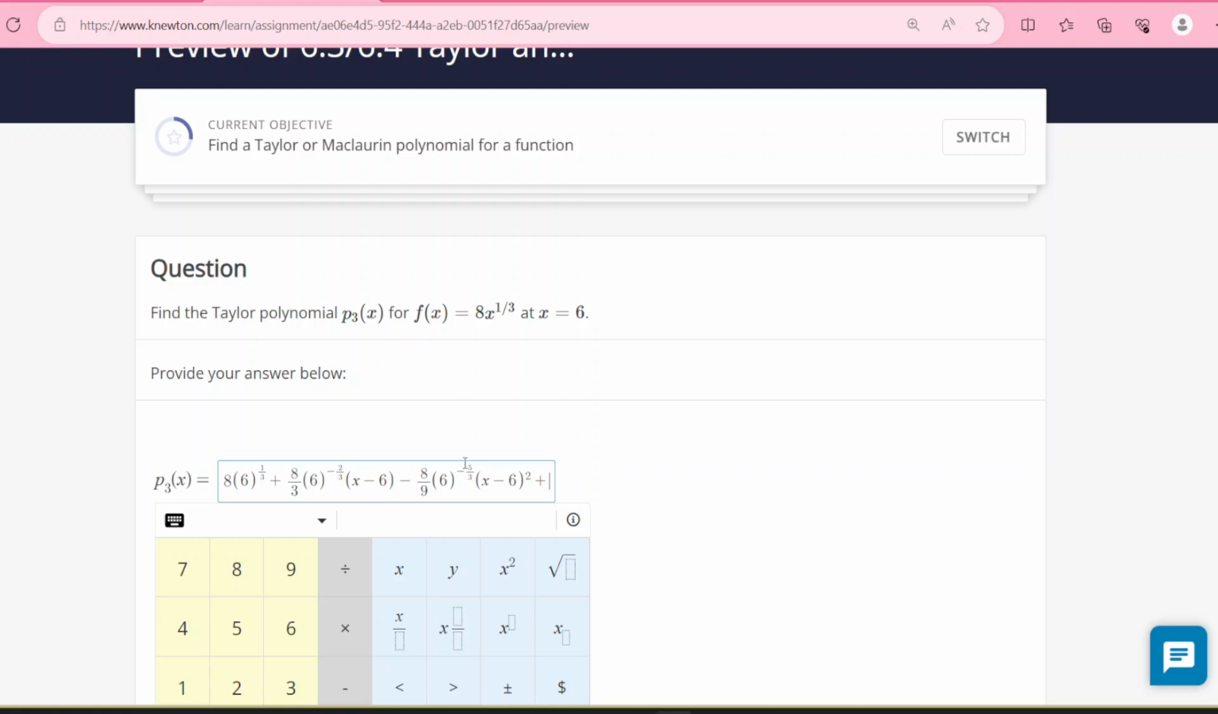80/27. I think I accidentally wrote 80/26 on the paper. It's 80/27. 80/27 times 6 to the negative, I had negative 8/3, but then divided by 6 makes it negative 11/3. Divided by 3 factorial. So to the negative 11/3 power times the quantity x minus 6 to the third.